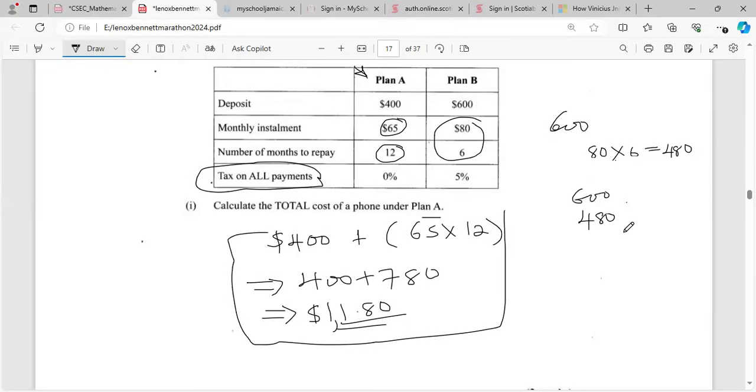So it's 1,080. But you're supposed to pay 5% tax. So tax is going to make it more expensive, right? So that's 105% times 1080.